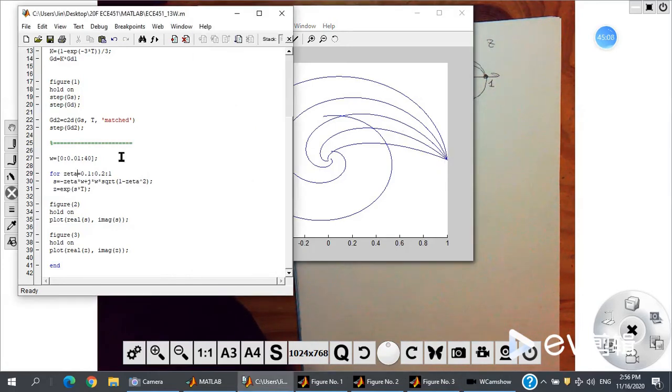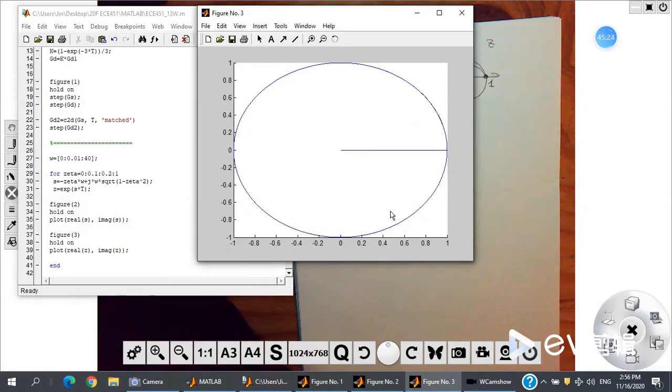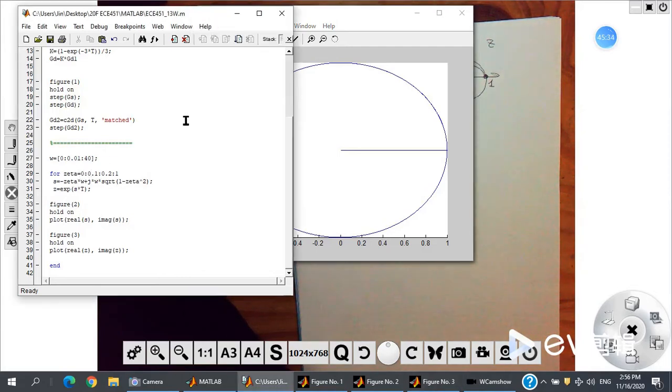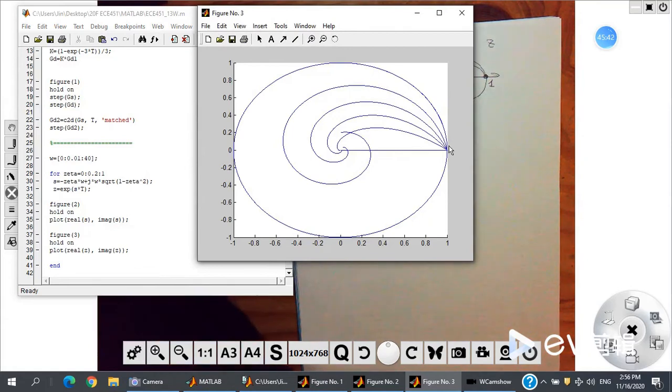If I add a 0 here, 0 should be the unit circle, right? When zeta is 0, the real part is 0. We only have the imaginary part, right? So it is just this line. So the unit circle one is zeta is 0.